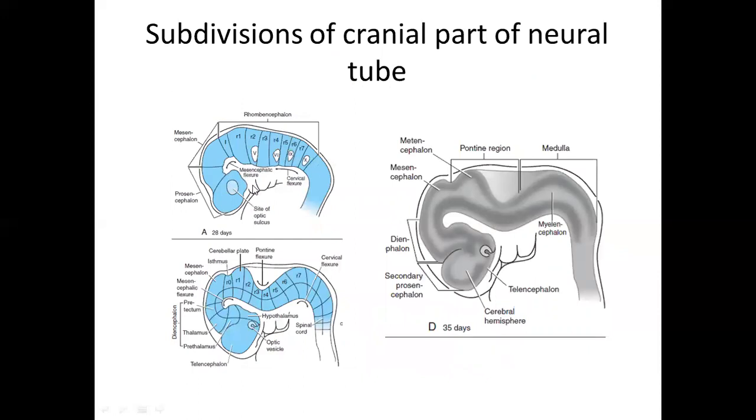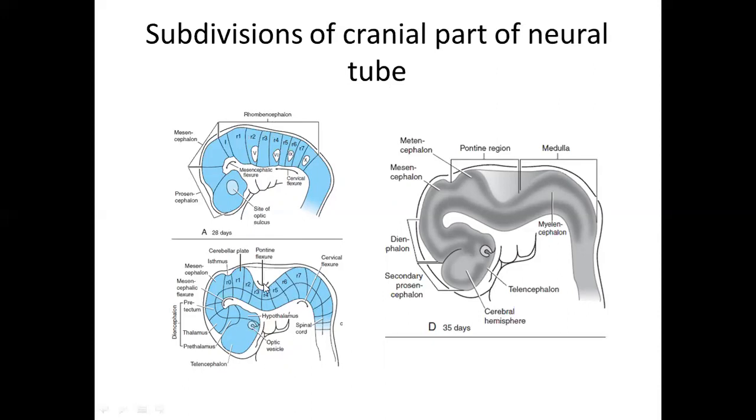Over here, this neural tube, because of the craniocaudal folding of the embryo, will also undergo folding. So there is formation of two flexures. One is the cervical flexure, which demarcates the spinal cord from the brain vesicle. And the second one is the mesencephalic flexure, which demarcates the prosencephalon from the rest of the rhombencephalon. Right?